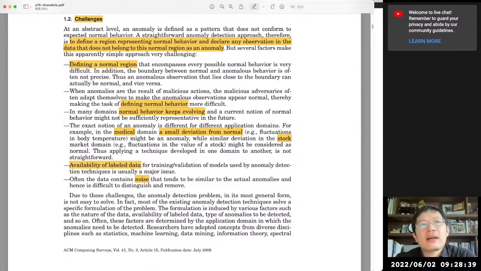The first point is that in medical domain, usually a small deviation from normal might be an anomaly. It really depends on the application, but for medical domain, the observation is that some diseases start from a very small variant from the normal. So you have to set a relatively smaller threshold to define what is the deviation from your normal model.